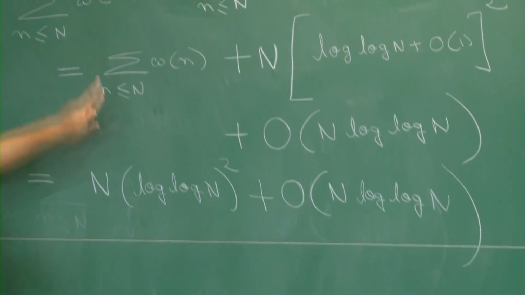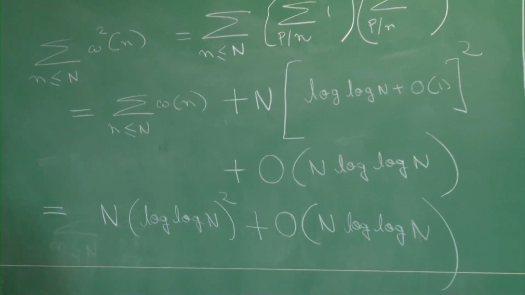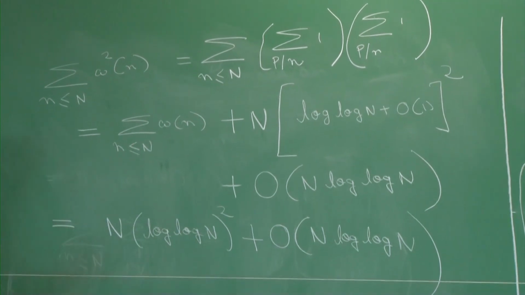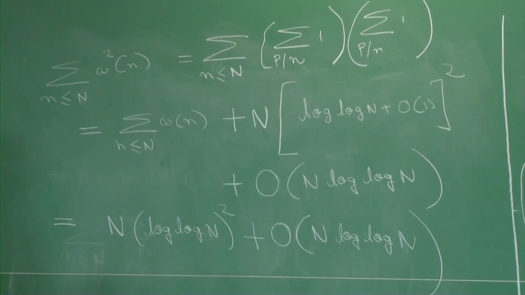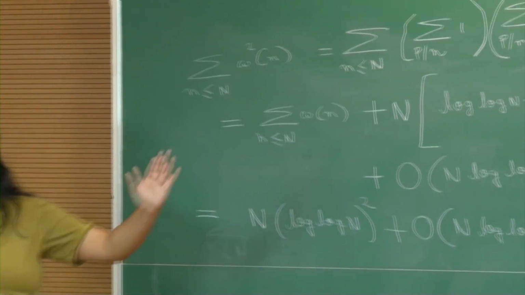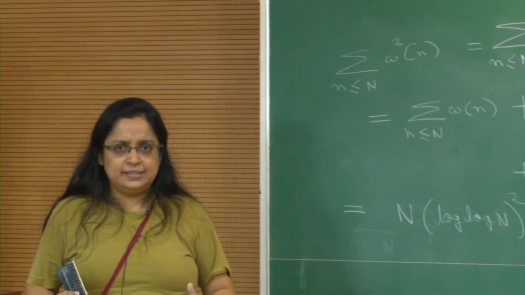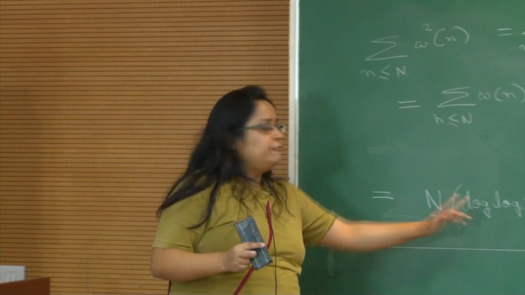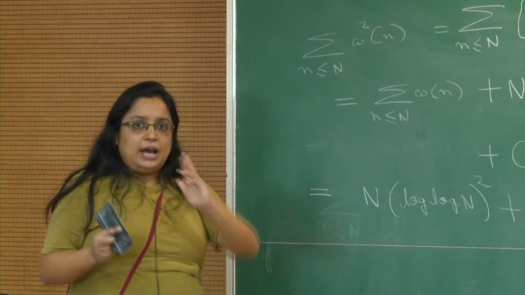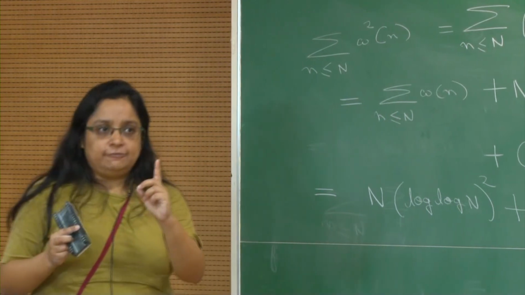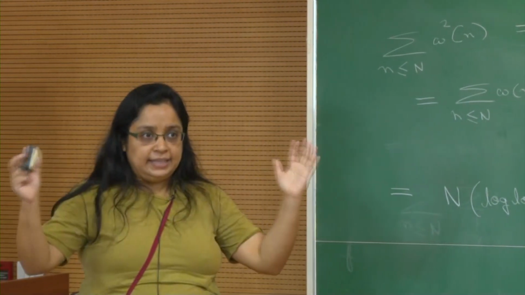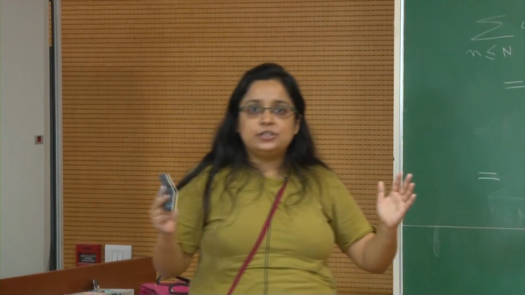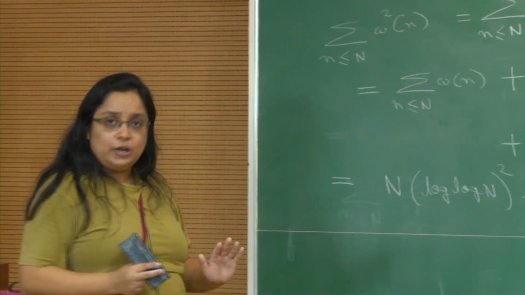Once you know the average order of a function, average order does not mean that the order of that function is that. What it is saying is that if you average over a collection of positive integers, then the mean value or the average value would be of a certain order. So, now the question is, how does that function deviate in that range over which you have averaged? How does the function deviate from its average order?